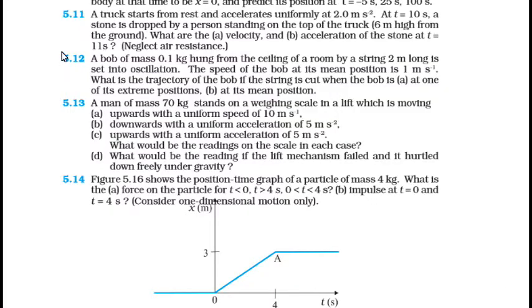The next question is 5.12. A bob of mass 0.1 kg hung from the ceiling of a room by a string 2 meter long is set into oscillation. The speed of the bob at its mean position is 1 meter per second. What is the trajectory of the bob if the string is cut when the bob is A at one of its extreme position, B at its mean position?